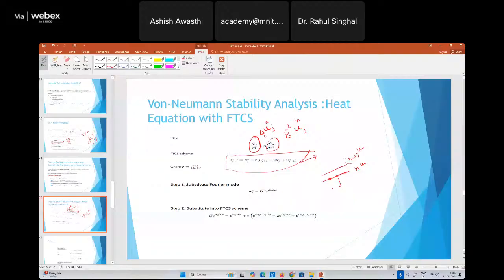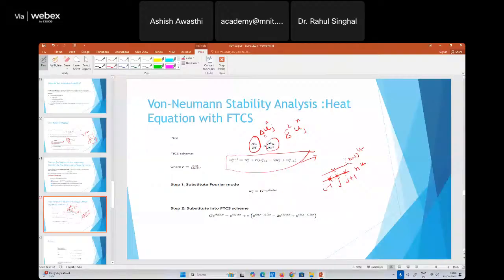So if it comes like this, it is an explicit scheme. That means you can find out that u at n plus 1 is unknown, and you can find the unknown directly without any problem. That is why it is called explicit. Explicitly, you can find all unknown values.